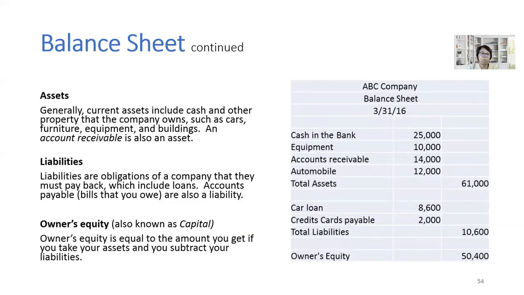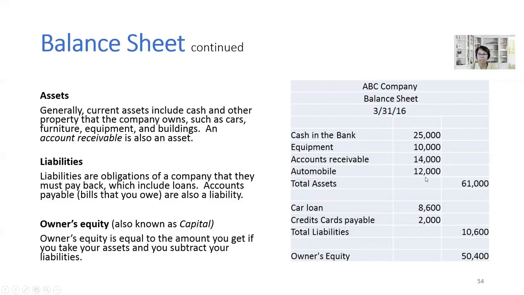So here's an example of the balance sheet. Here's the assets. It includes current assets, which means things that could be liquidated within 30 days. Other assets such as cars, furniture, equipment. And remember, an account receivable is also an asset. And these are the assets. And do you see it's as of this date?